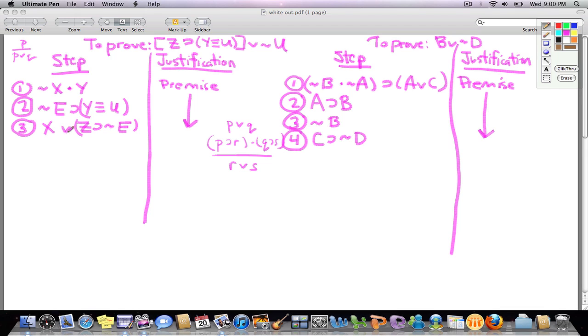So the question then becomes, can we prove, if z, then not e? And if we take a look at what we have in lines 1 and 3, we're going to be able to do it. Line 1 is not x and y. We can use simplification to get not x from that. Anytime we have an and, we can use simplification. And then with not x, we get a disjunctive syllogism. We have an or claim in 3. The first part of the or is not true, so the second part has to be true. And that's, in a nutshell, a pretty lengthy explanation, but the full explanation of how to do this particular problem.